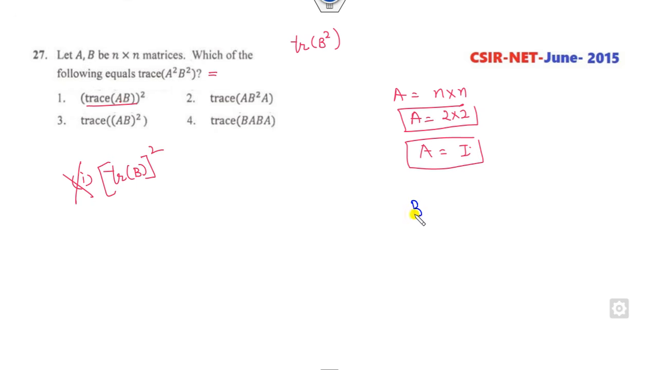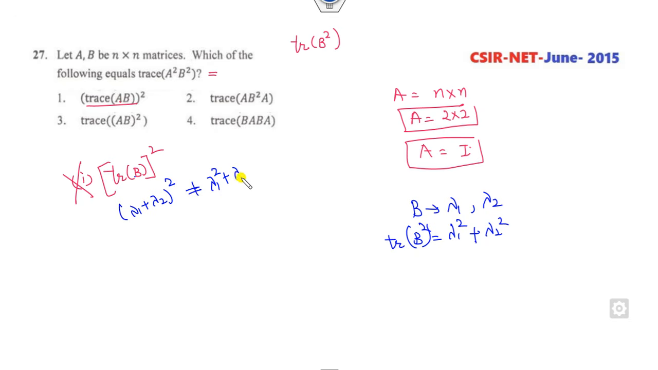Because we know if B has the eigenvalue this, then B square has the eigenvalue this. Then what is the trace of B square? It is this one. But the trace of this is here. So it is not equal to this pair. So the first option is cancelled. When A is equal to I, this is the trace of B square, that's the same, but we can never say it's a correct answer. Whenever you provide a counter example, your target is to discard options. This is trace of B square, again same. This is trace of B square, again same. So it means nothing is to be discarded.